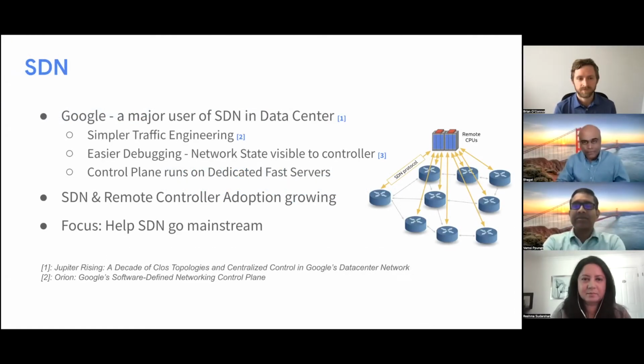Google has been a major user of SDN in the data center. We have seen that SDN leads to simpler traffic engineering as well as easier debugging. SDN also enables separation of control and data plane. We are able to run control plane in dedicated servers using high-end processors and compute optimal routes incredibly fast. And we continue to publish our findings on SDN. We have published papers on Jupiter and Orion to the industry. We have been working on the large-scale infrastructure. Recently, we have taken steps to grow SDN adoption both inside and outside Google.